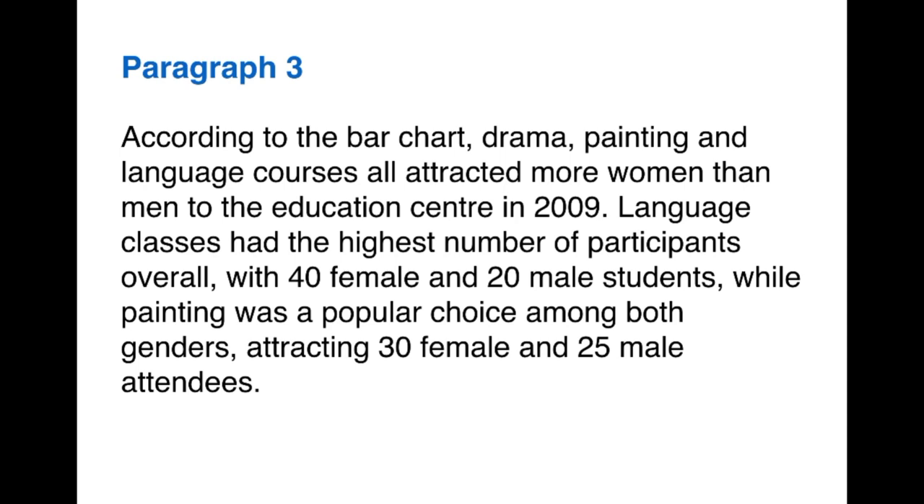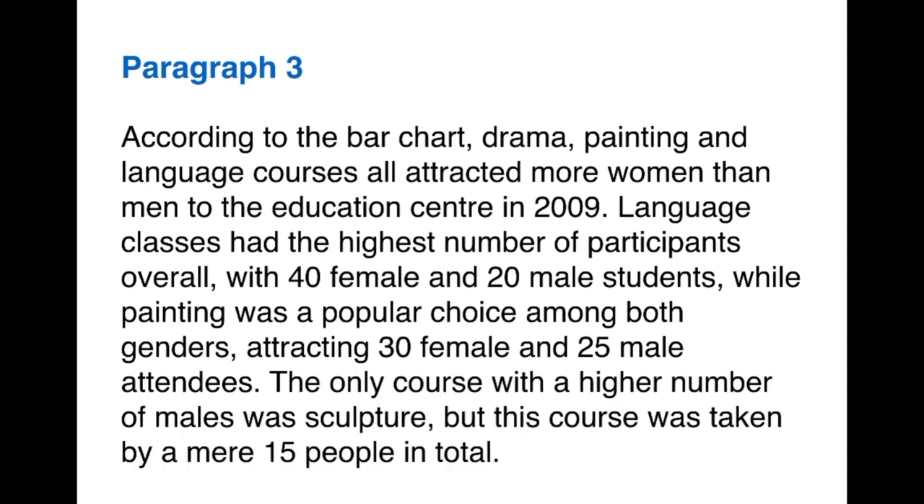Last sentence. The only course with a higher number of males was sculpture, but this course was taken by a mere 15 people in total. Let's analyse that paragraph a little bit, see what I've put in there. First, notice it's all about the bar chart. As I said, I've introduced that at the beginning by saying according to the bar chart. Then I've mentioned drama, painting, language and sculpture. All 4 courses are mentioned.